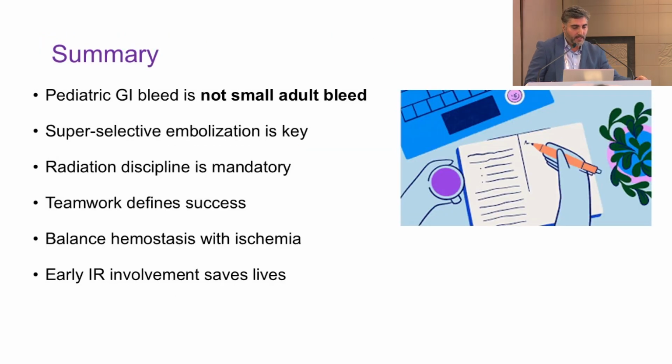Summarizing, pediatric GI bleed is not a small adult bleed. Super selective embolization is the key. Radiation discipline is mandatory. Teamwork defines success. We need to balance hemostasis with ischemia, and early IR involvement saves lives.